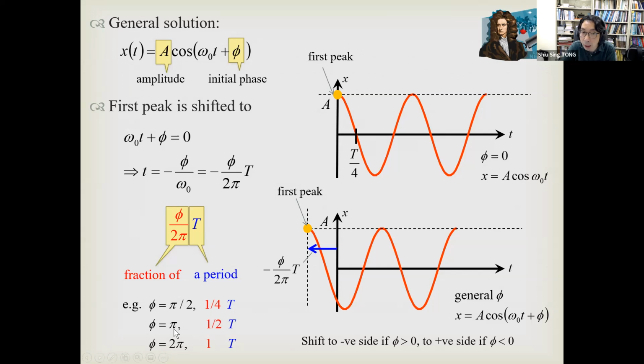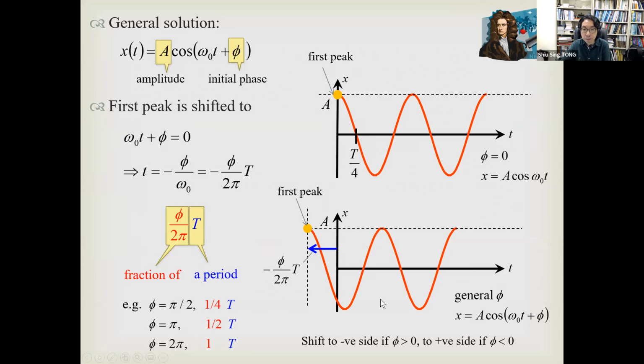Now, if phi is equal to pi, then phi over 2 pi is 1/2, and the curve will shift by half of a period. And of course, if phi is equal to 2 pi, then the whole curve will shift to the left by 1 period. Now, this is the initial position, which depends on your choice of where you set time to be 0. So if you insert a phase phi here, that means initially you are not talking about a 0 phase. You are talking about a phase of phi, specified by this phase constant.